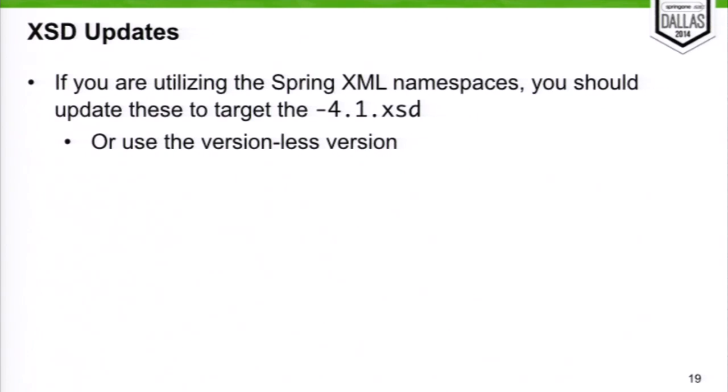Other things, XSD versions. If you're still using application context XMLs like we were, then you will need to update all of those. If you're targeting specific versions of the XSDs, you'll need to update those. Or you can just use the versionless version. I don't know how many of you knew this, but all the Spring XSDs you can do without any versions. So you can just leave off the 4.1 completely, and just say spring-context.xsd.